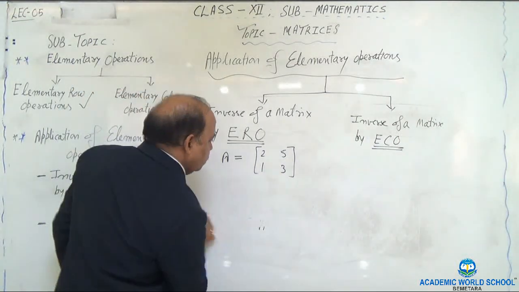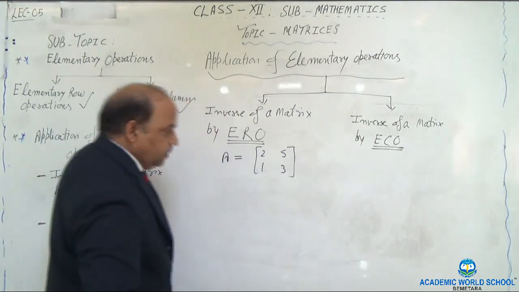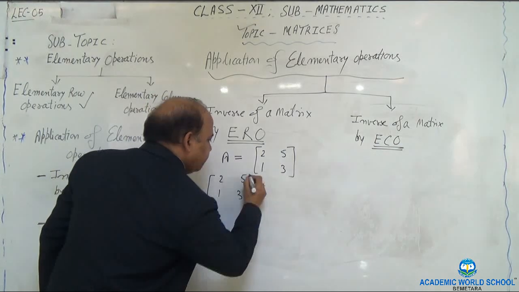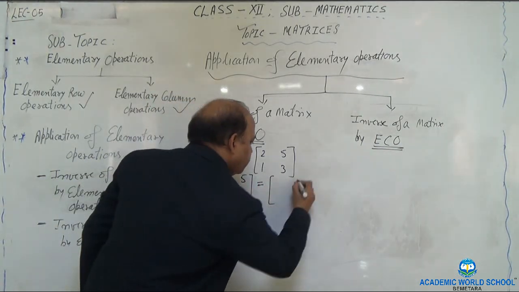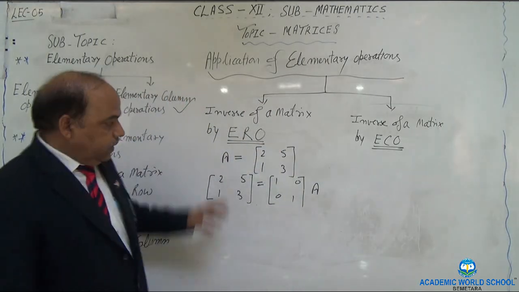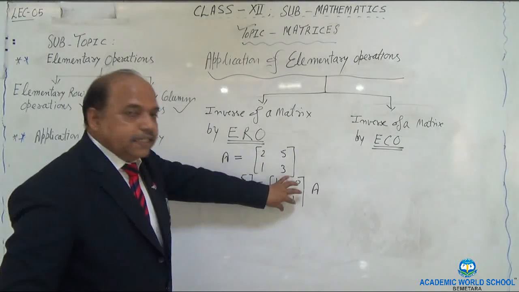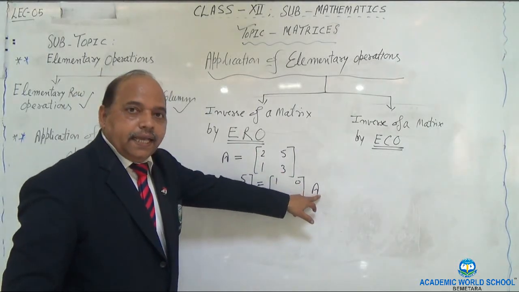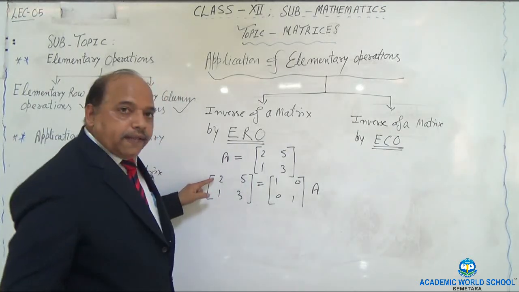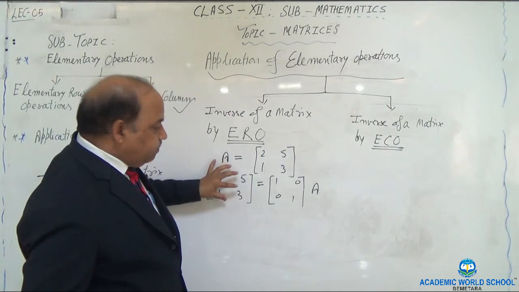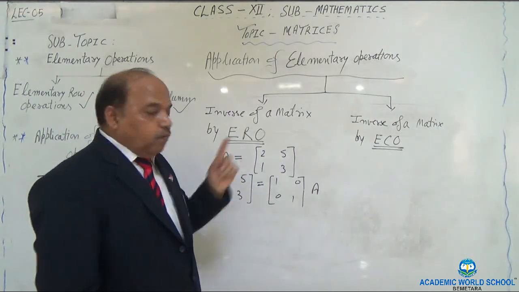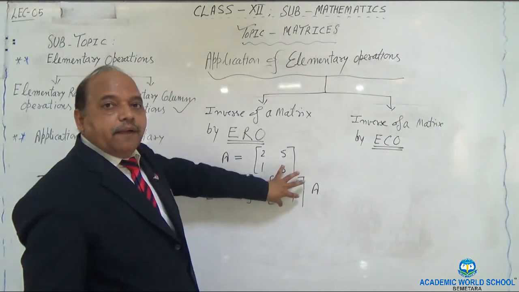So what to do? We have got this matrix, so I am writing this. This matrix 2, 5, 1, 3 is equal to I, 1, 0, 0, 1, and then write down A. This is your A, the identity matrix of the same order, and then A without touching, we are writing that A. Now, what are we supposed to do? First thing, we need to convert this matrix into the identity matrix. So, identity matrix means what? 1, 0, 0, 1. This thing we have to bring.